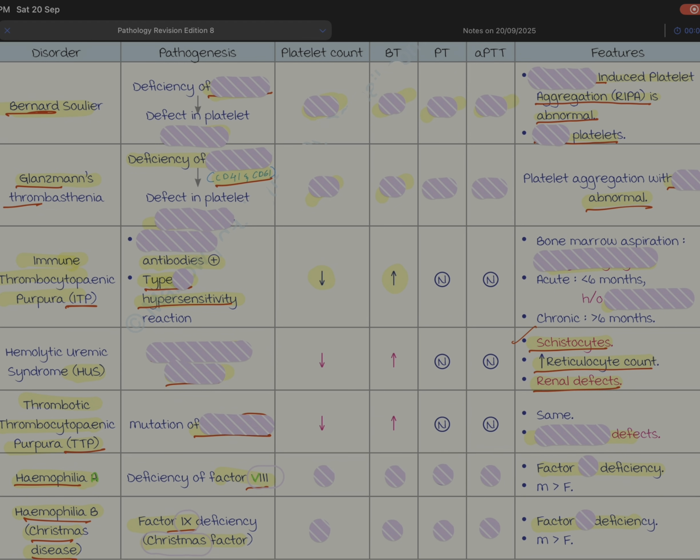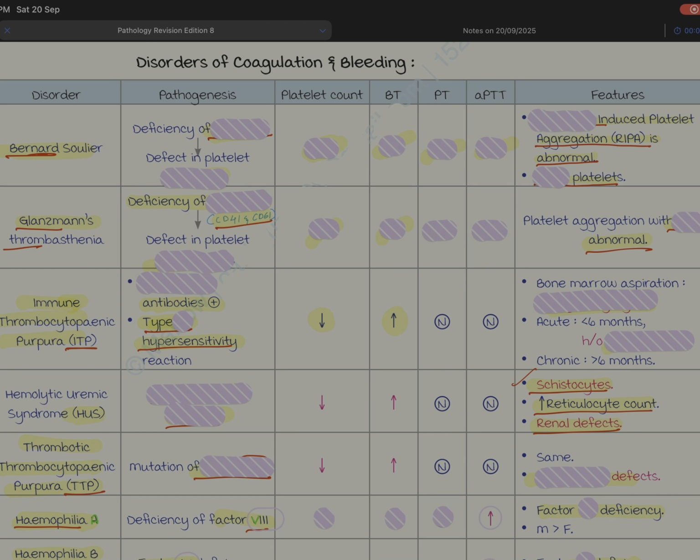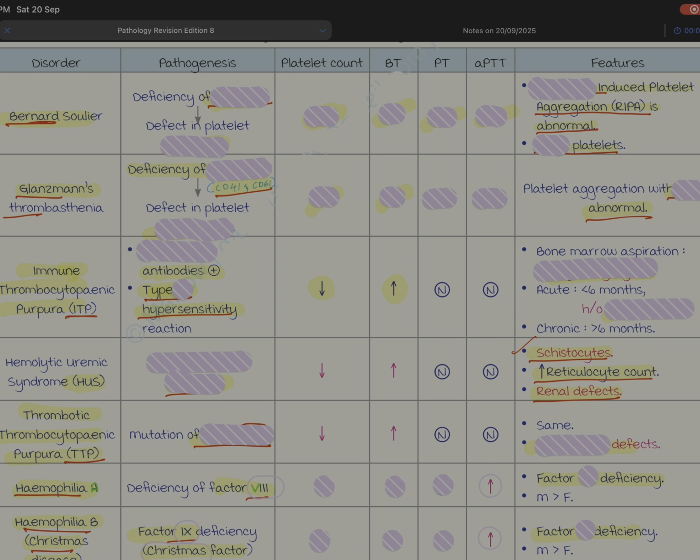So in hemophilia A, since factor 8 is deficient, the APTT will be increased. Same in hemophilia B as well. Now we'll look at ITP. The antibody that is positive in ITP is the antiplatelet antibody, and it is a type 2 hypersensitivity. And in bone marrow aspiration, you could see, okay, I don't remember. So it's megakaryocytes.